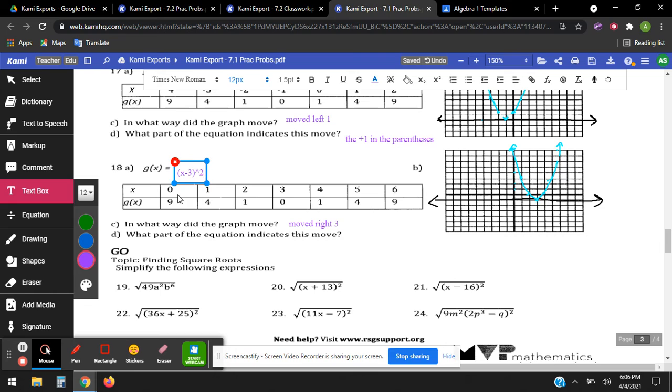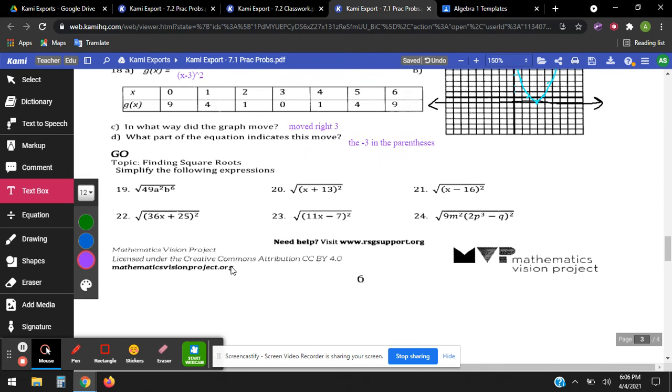Okay, so let's look. 0 minus 3 is -3 squared is 9. 1 minus 3 is -2 squared is 4. 2 minus 3 is -1 squared, 1. 3 minus 3 is 0 squared. 4 minus 3 is 1. We're good again. All right, so what part of the equation indicates this? The minus 3 in the parentheses.